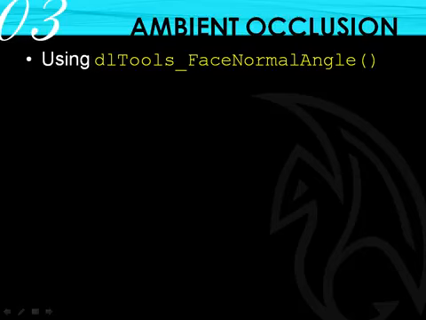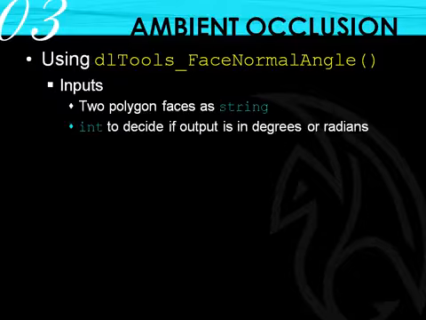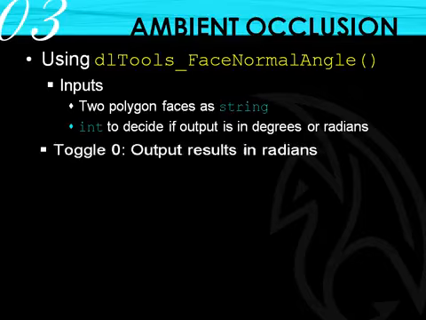So what we're going to do is look at a tool here called DL_tools_face_normal_angle. The input is essentially two polygon faces as a string, and it's going to allow us to compare two face normals and really get the true angle. And then finally, just for flexibility, we're going to add an integer to decide if the output is going to be in degrees or radians. It's a toggle. So for some reason, if we wanted to be able to choose one or the other.